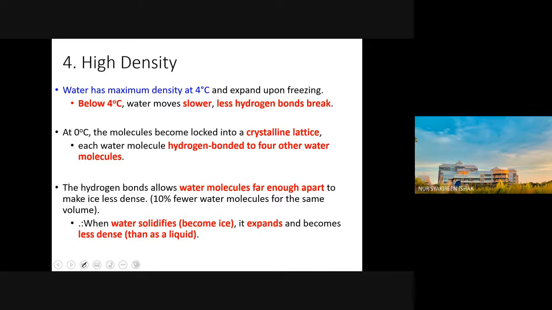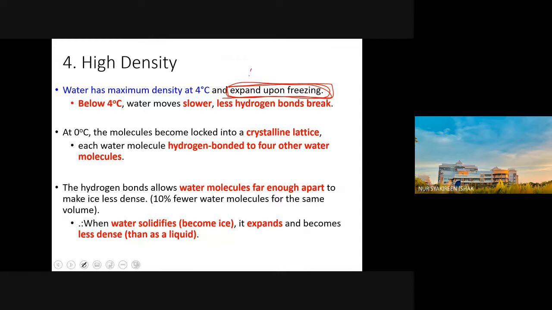Next, the next property of water is high density. Water has a maximum density at 4 degrees Celsius and expands upon freezing. Earlier we looked at the ice. So it expands upon freezing. Why does water expand during freezing? For example, if you put a glass of water inside a freezer, and after that you take out the glass of water, it causes the glass to break.